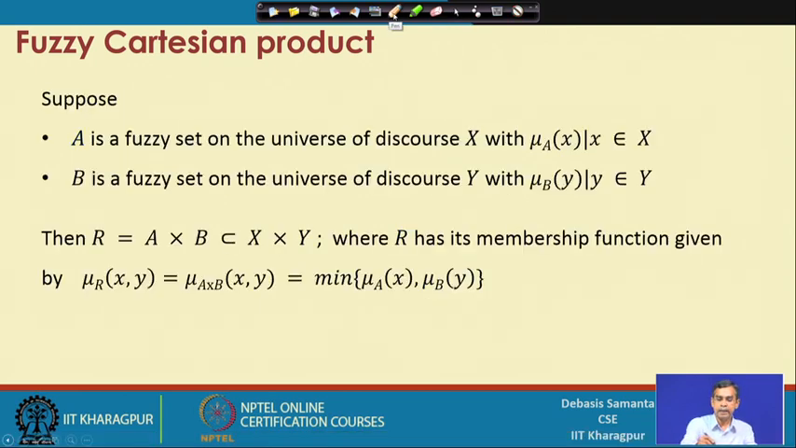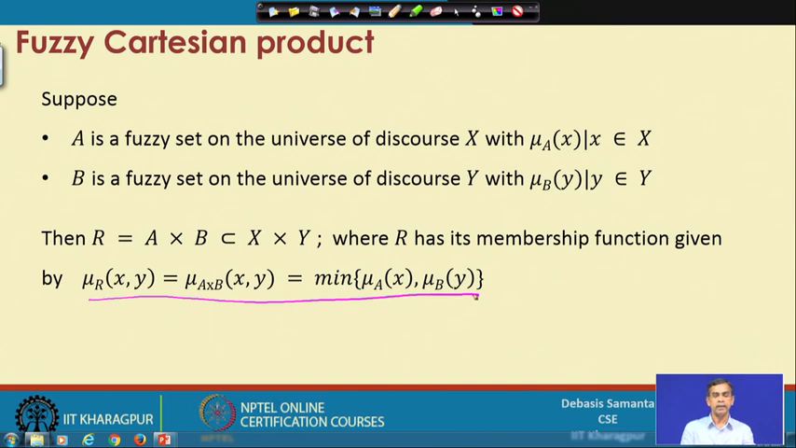The relation operation that can be defined over two fuzzy sets is represented by this expression: mu R of x, y, the membership value belonging to the relation, denoted by A cross B, the Cartesian product of x and y. It takes the minimum of the two corresponding values in sets A and B for x and y respectively. So, it is basically taking the minimum. Let us have an example so we can clear our idea.